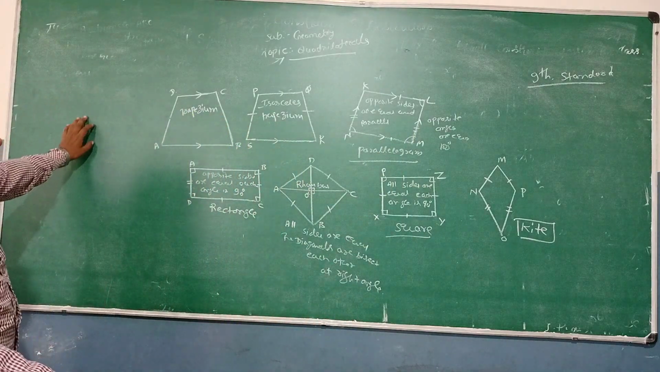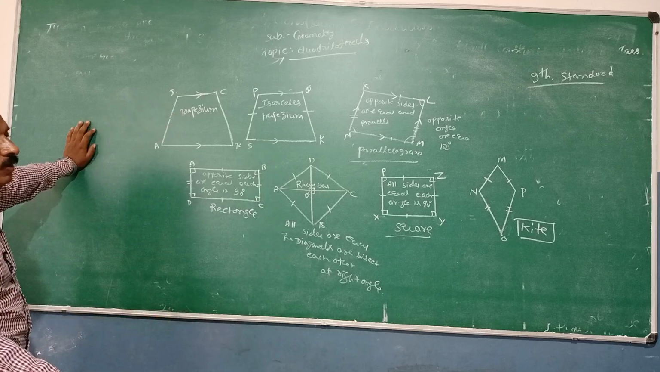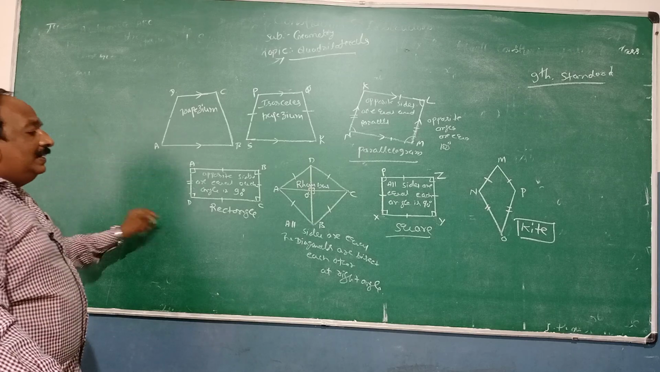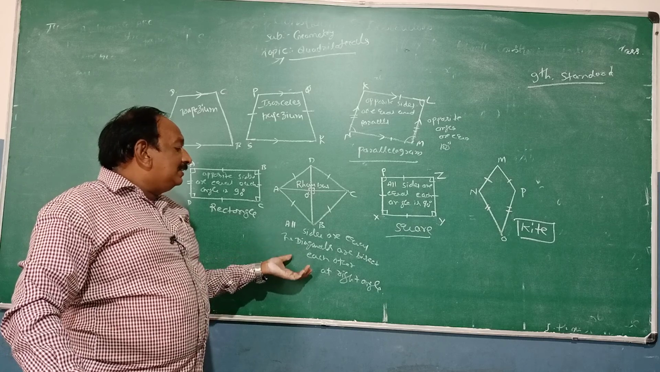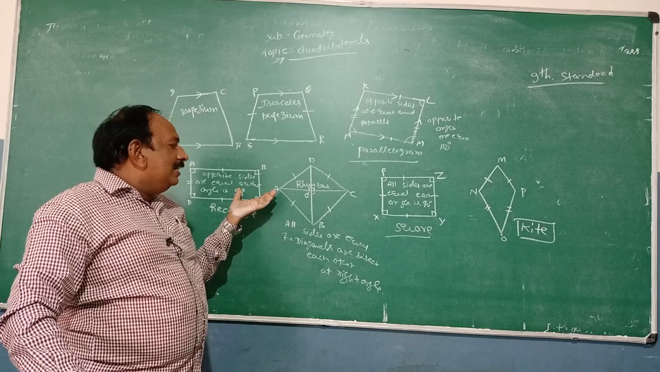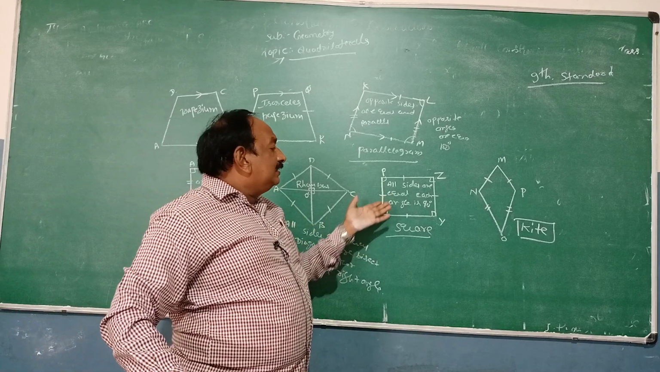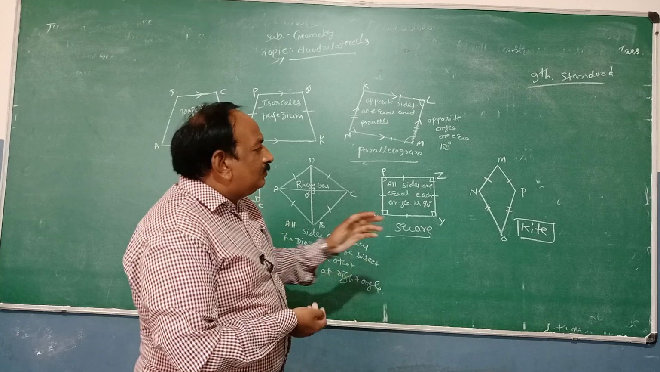We are going to discuss the topic based on this parallelogram. Next, opposite sides are equal and each angle is 90 degrees. We call it a rectangle. All sides are equal and the diagonals bisect each other at right angles. This is called a rhombus. Then a square: all sides are equal and each angle is 90 degrees. We call it a square.